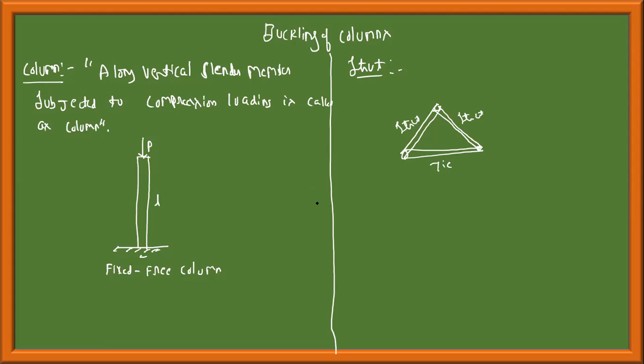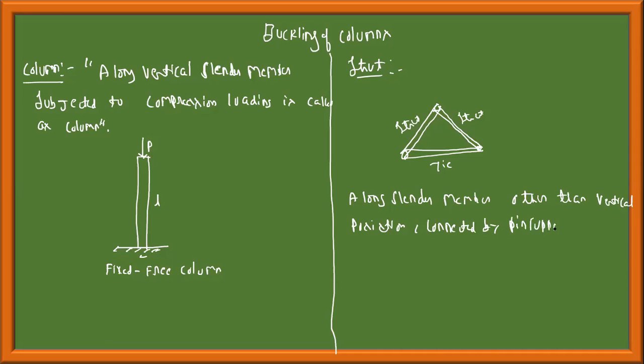Let me give you the definition of a strut: a long, slender member other than in vertical position, not vertical, connected by pin support, loaded axially, is called a strut. Generally, what is the difference between a strut and a column?